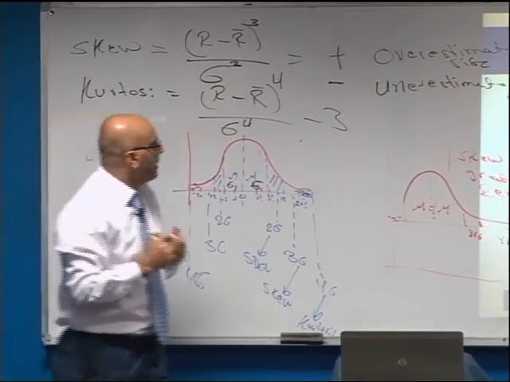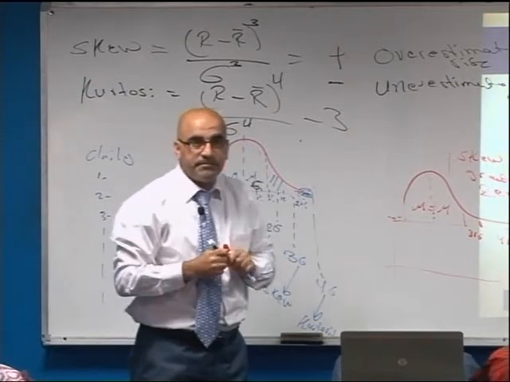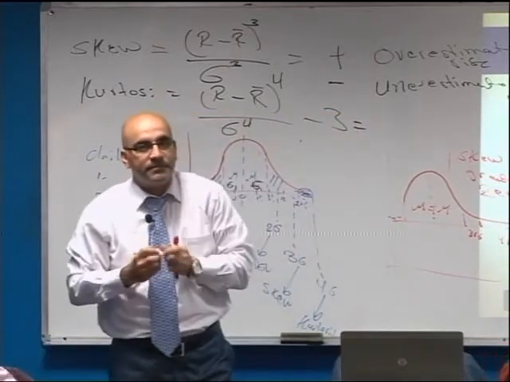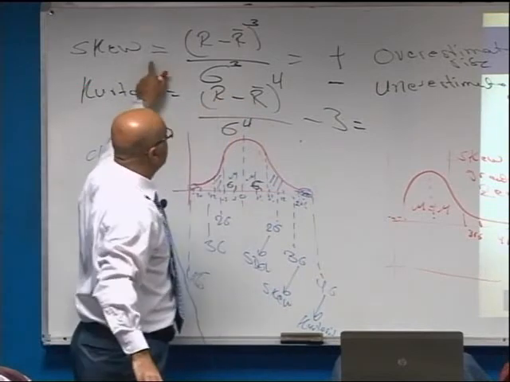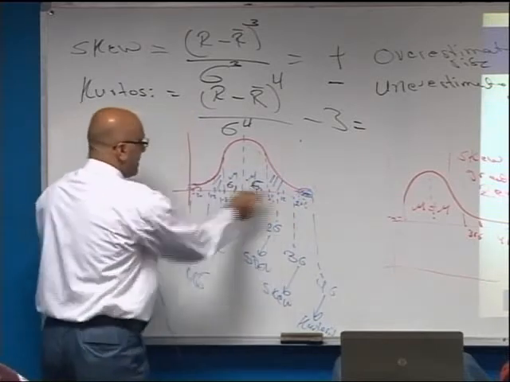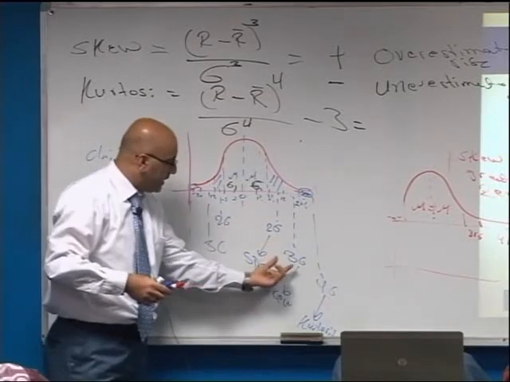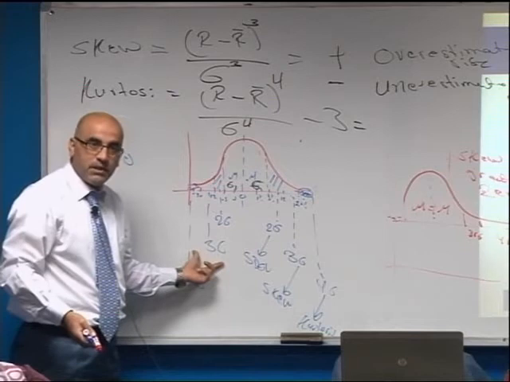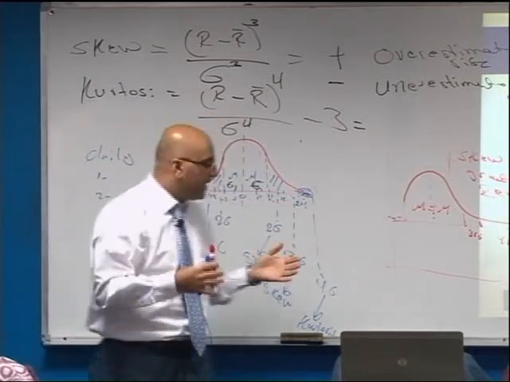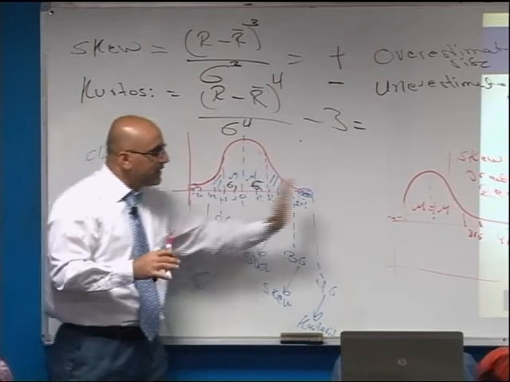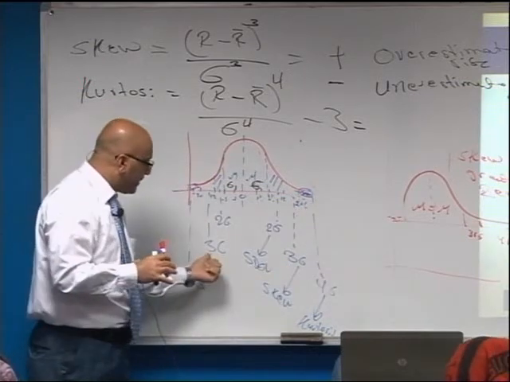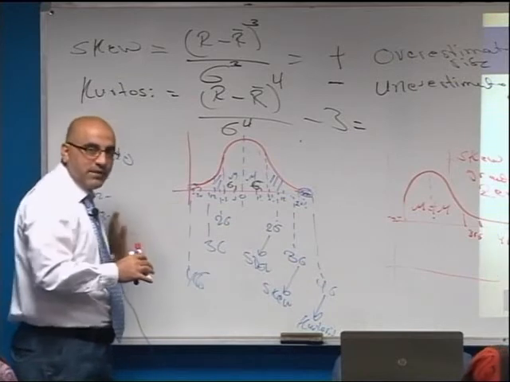Now for the kurtosis, if the skew is 0, what does it mean? Normal distribution. The difference between this and this is 0. The third minus the third is 0, which means the third is equal to the third, so the data is normally distributed. If the third here is greater than the third here, it means the data is skewed to the right. If the third here is greater than the third here, it means to the left.